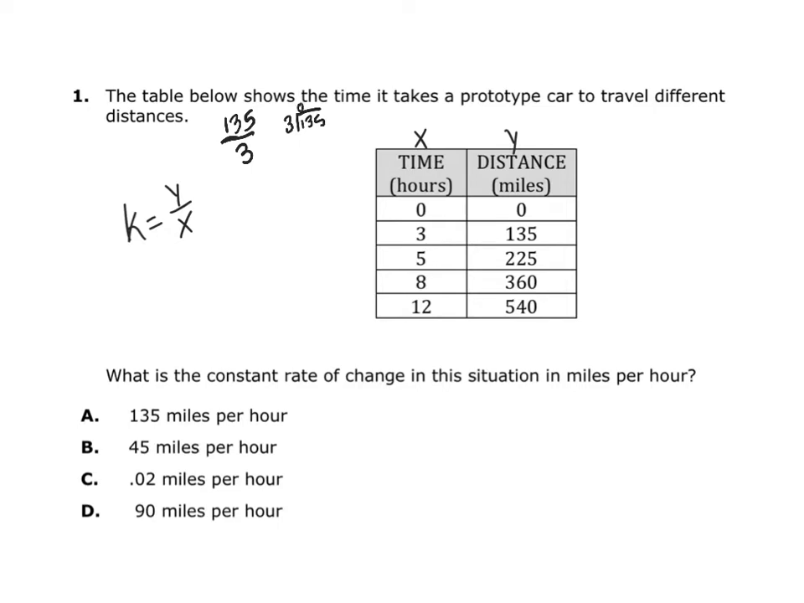3 goes into 1 0 times. 3 goes into 13 4 times. That's 12. Have 1 left over, and we bring our 5 down. 3 goes into 15 5 times, so that's 45. So 45 is the constant rate of change for that one. Now let's look at the next one.